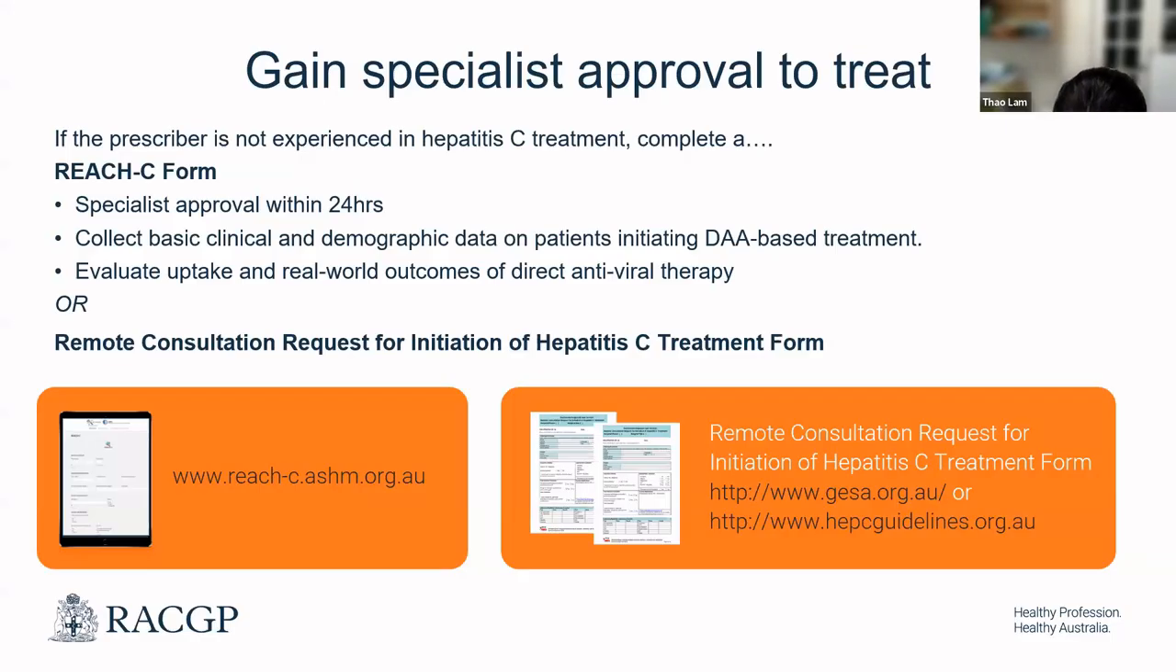The APRI score will be automatically calculated when the lab test results are entered. The RICH-C study coordinator may contact the medical practitioner and invite their practice to become a study site, but this is a voluntary process and there's no obligation for them to participate further in the RICH-C study. The next slide.